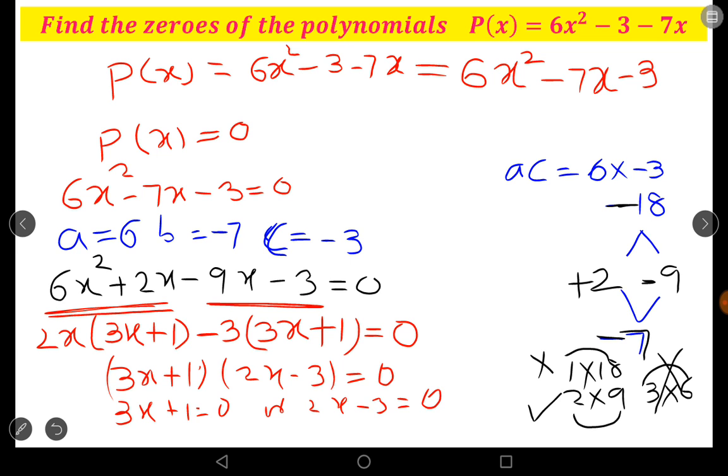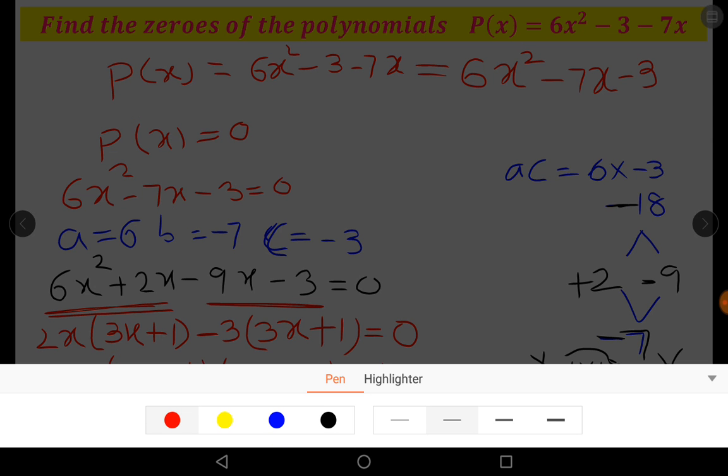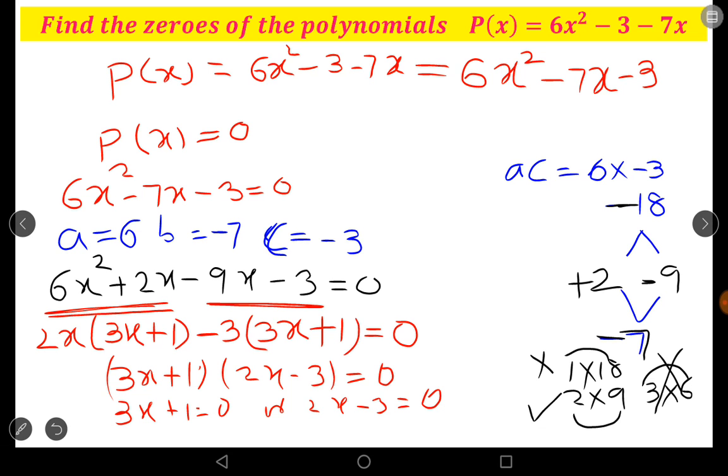Next one, these two are linear equations in one variable. 3x equal to minus 1, plus 1 is transposed to the right side, minus 1. Then x is equal to minus 1 by 3. Second, 2x equal to 3, x is equal to 3 by 2. These two are the zeros of the given quadratic polynomial.